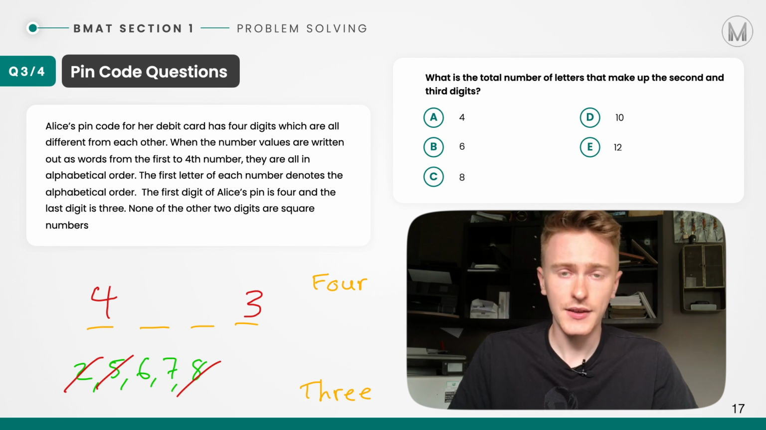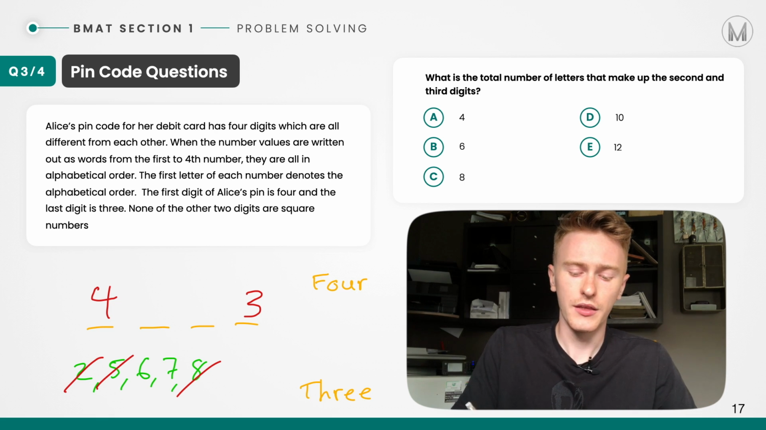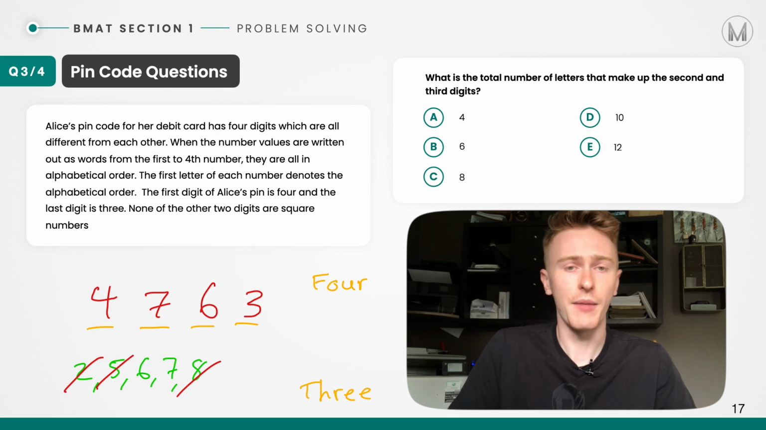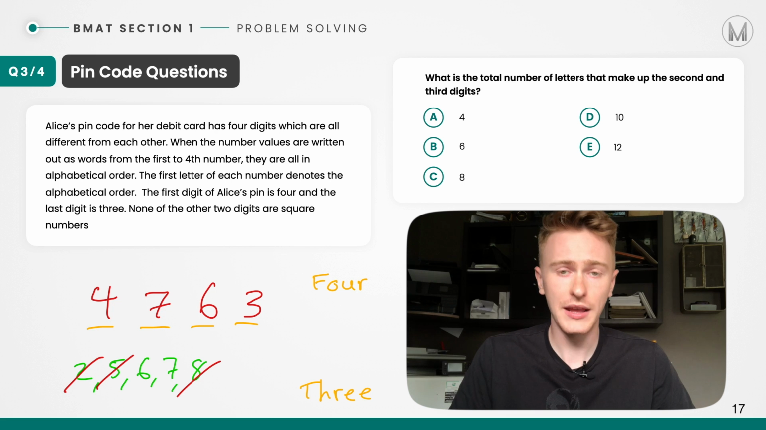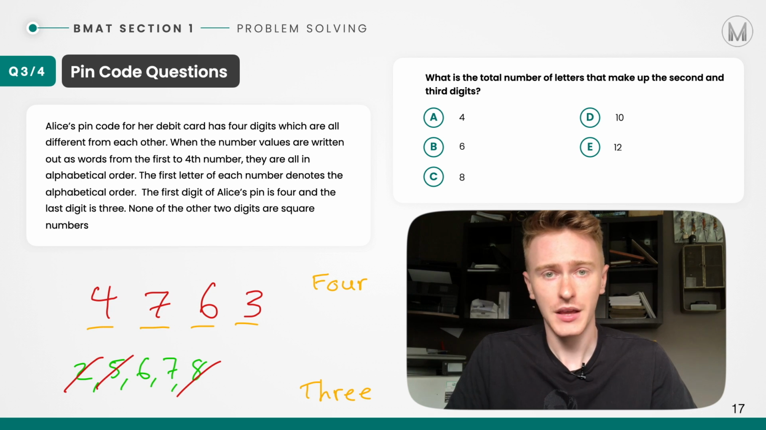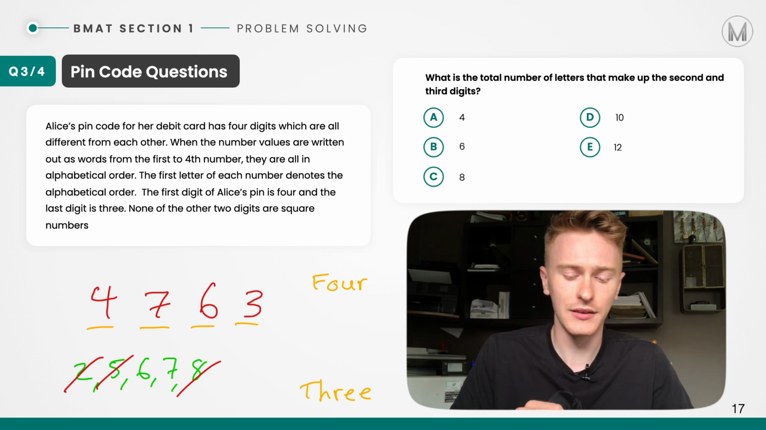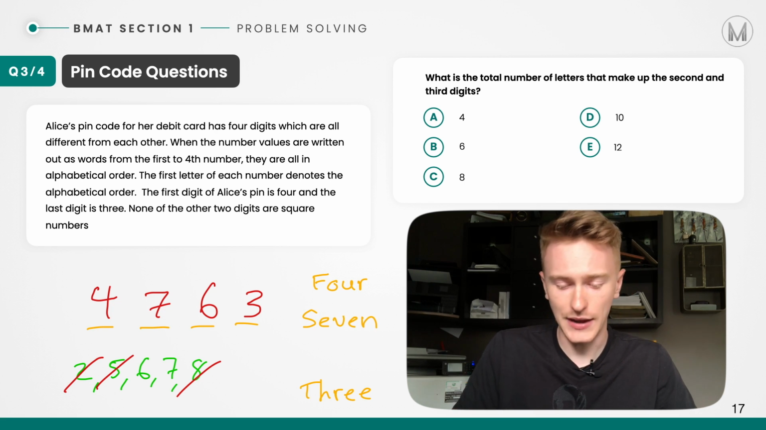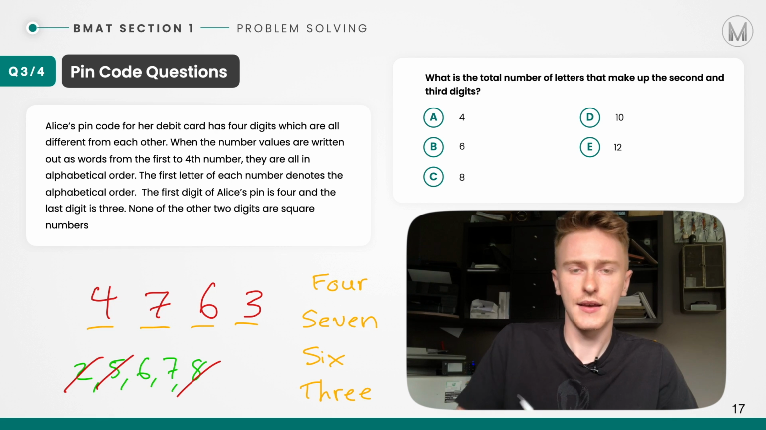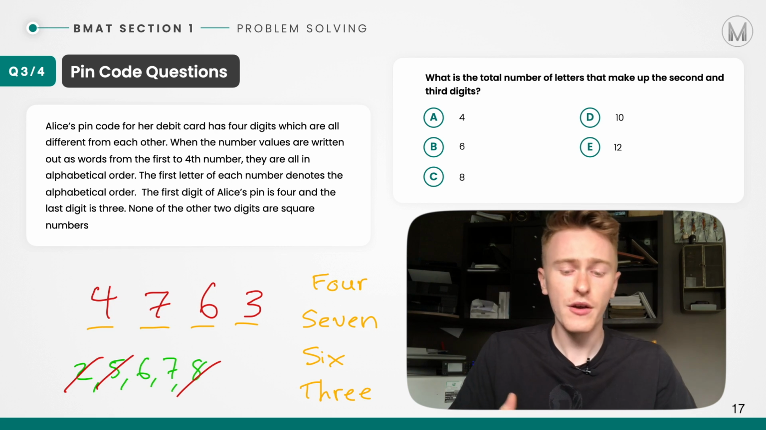Now obviously 7 has S-E and 6 is S-I. So actually in alphabetical order, the correct code would be 7 followed by 6. Now let's look at the question. What is the total number of letters that make up the second and the third digits? In this case, 6 and 7, it's really tempting to add those and say 13. But pay attention, it's the number of letters. 7, if we write it out, has 5 letters, and 6 has 3. So 5 plus 3 is 8, and that's answer option C.